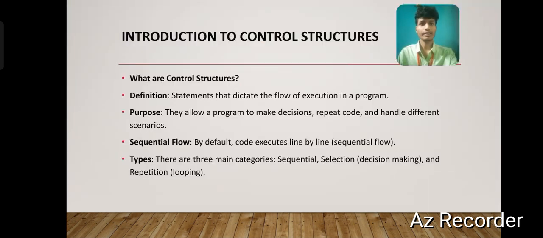Introduction to control structures. What are control structures? Definition: statements that dictate the flow of execution in a program. Purpose: they allow a program to make decisions, repeat code, and handle different scenarios. Sequential flow: by default, code executes line by line. Types: there are three main categories: sequential, selection or decision making, and repetition or looping.